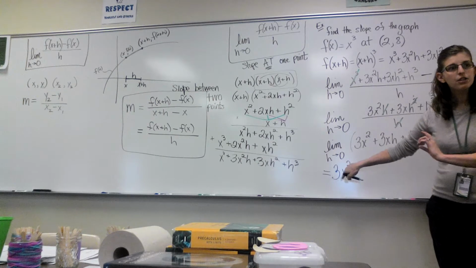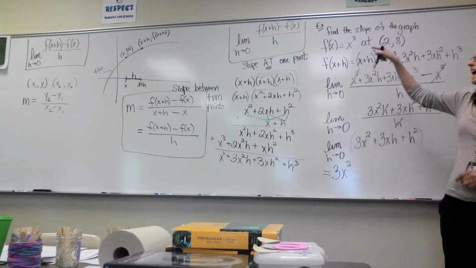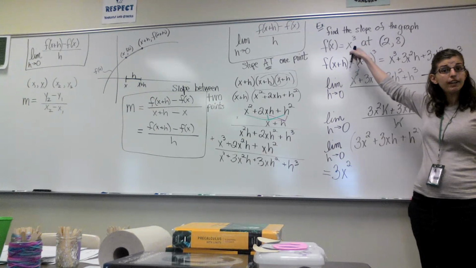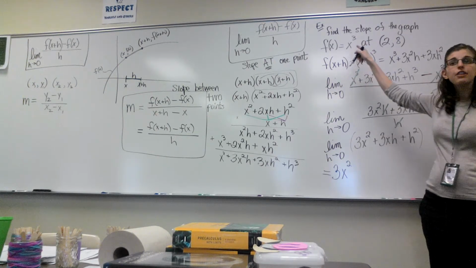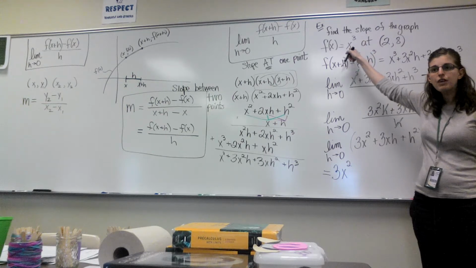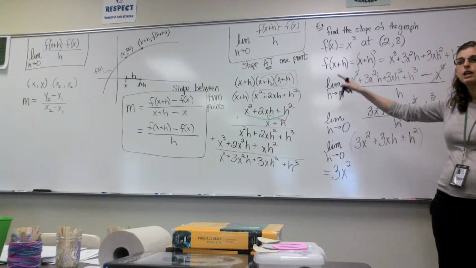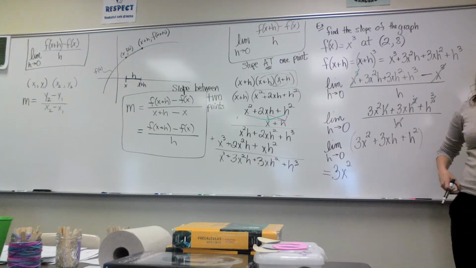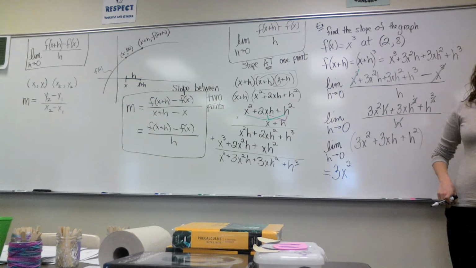Okay, this is equal to a formula, listen closely. What you just found is a formula for the slope at any point on this curve. This is a curve. It has a changing slope. The slope at any x value on x cubed is equal to 3 times that x value squared. Okay?